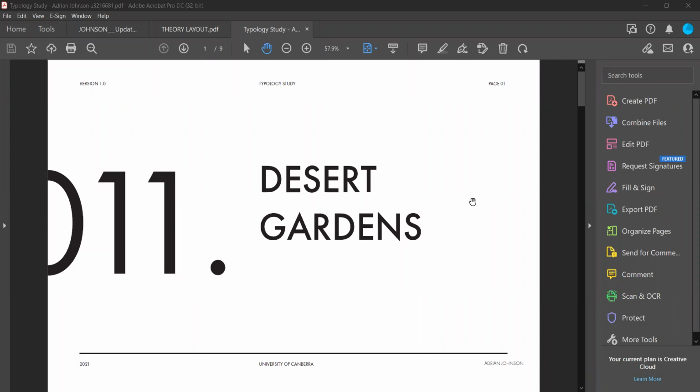Good evening. Tonight I'll be speaking about the typology which I've chosen, which is desert gardens. I was originally going to do ranch gardens. However, I found this typology to be too narrow and too hard to find information on, particularly on history. So I went with desert gardens, which I find will be a sufficient typology.